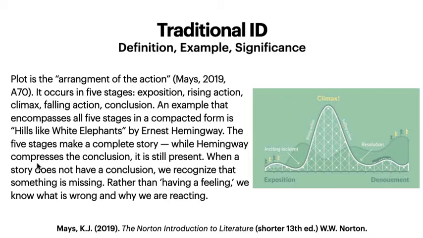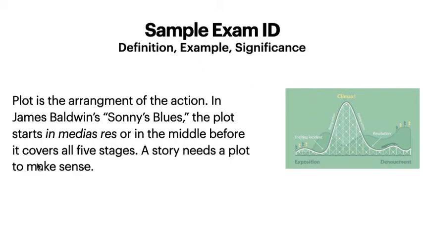An example that encompasses all 5 stages in a compacted form could be Hills Like White Elephants by Ernest Hemingway. The 5 stages make a complete story. While Hemingway compresses the conclusion, it's still present. When a story does not have a conclusion, we recognize that something is missing. Rather than having a feeling, we now know what is wrong and why we're reacting the way we are, which is the purpose of a lot of these.